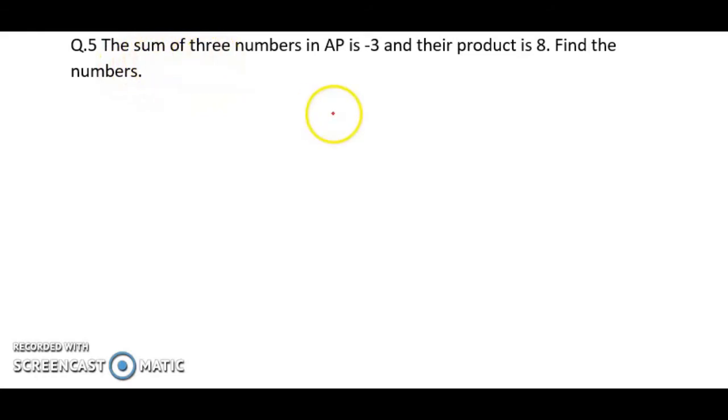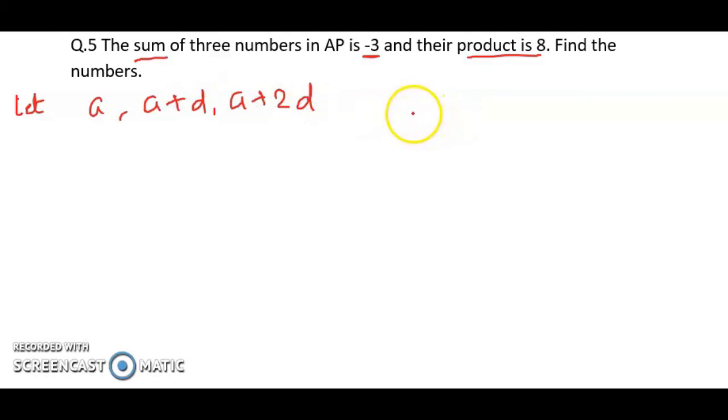The question number 5. Sum of three terms of an AP is minus 3 and their product is 8. Sum is minus 3 and product is 8. So find the numbers. So first of all, let's assume three numbers which are in arithmetic progression. So we can assume numbers like this: a, a plus d, a plus 2d. Or we can assume it like this also: a plus d, a plus 2d, a plus 3d.